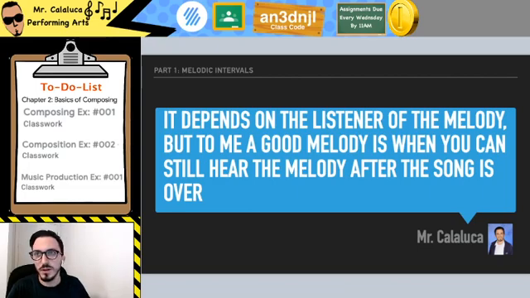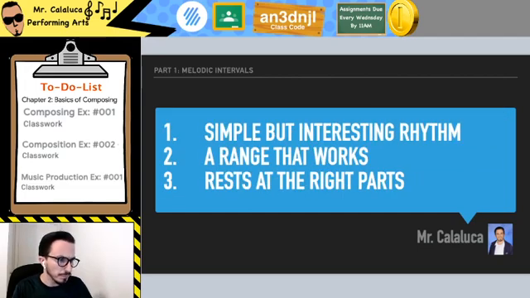I'll tell you, countless times I've gone home from class and kept going bum bum bum bum bum over and over again. That's a good melody right there, right? It's what sticks in your head, okay? And to me, when I think about that, I think about three things. I think it's simple but interesting. It's a range that works, a range that everyone can sing. It's a range I can sing, you can sing, we all get it in our heads. And pieces that rest at the right spot, okay? Bum, bum, bum. That little rest there, a little pause, keeps you on the edge.